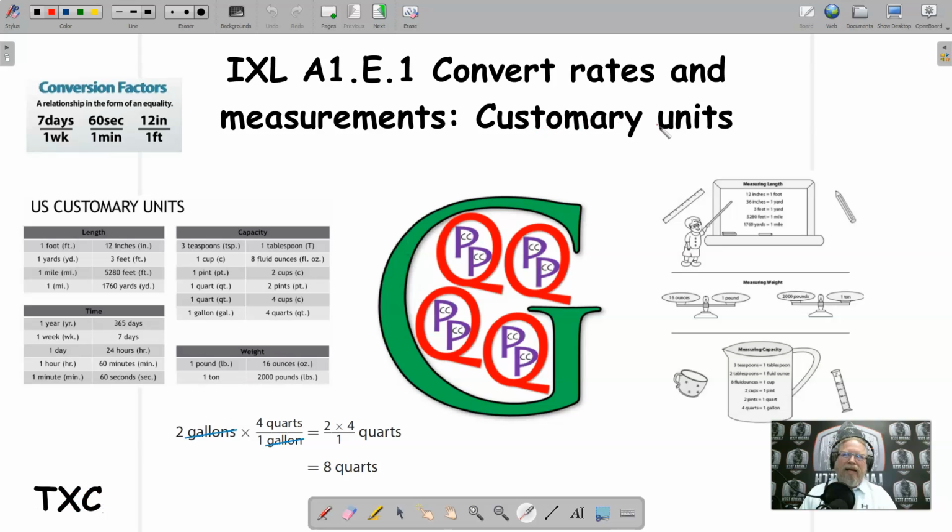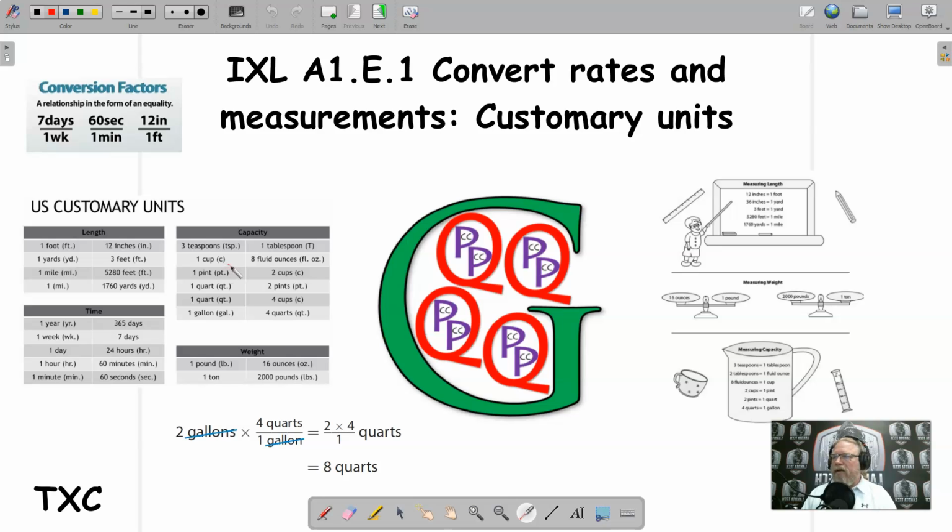So customary units, exactly what do we mean by customary units? Well, we're talking about units that you typically find in the United States that are not elsewhere. That is to say, units that are not metric units. So we're talking about things like inches and feet instead of meters, and for volume, instead of liters, pints and quarts and gallons, and ounces. And for weight, instead of grams, we're talking about pounds, okay?